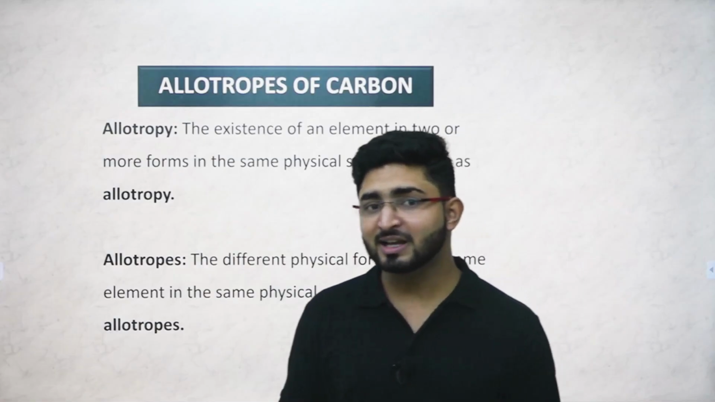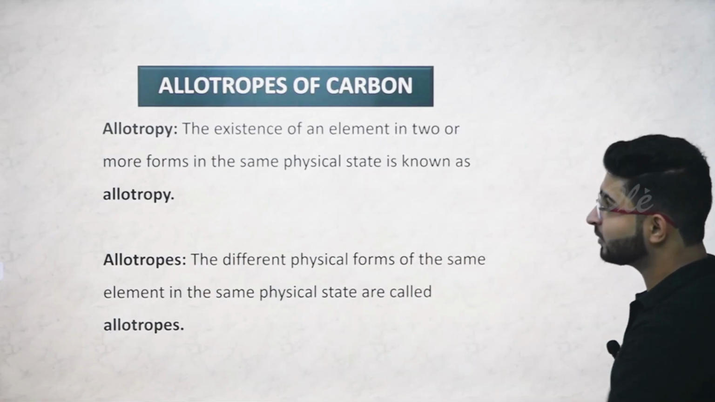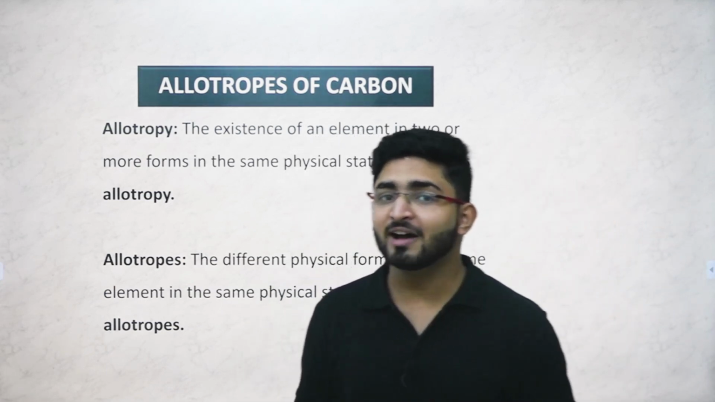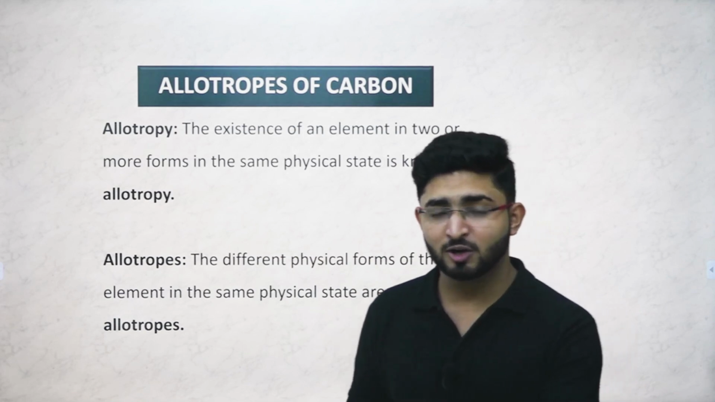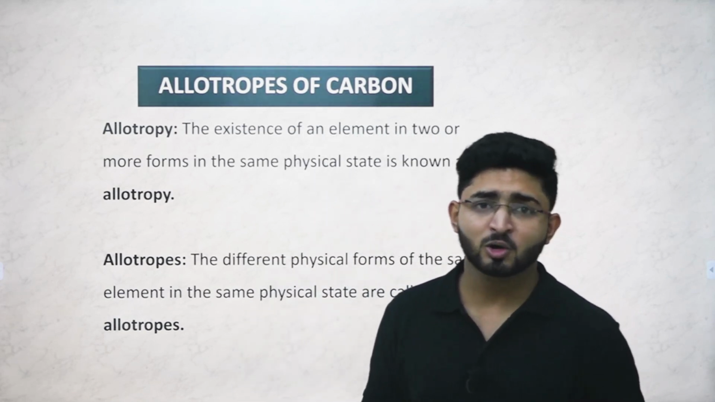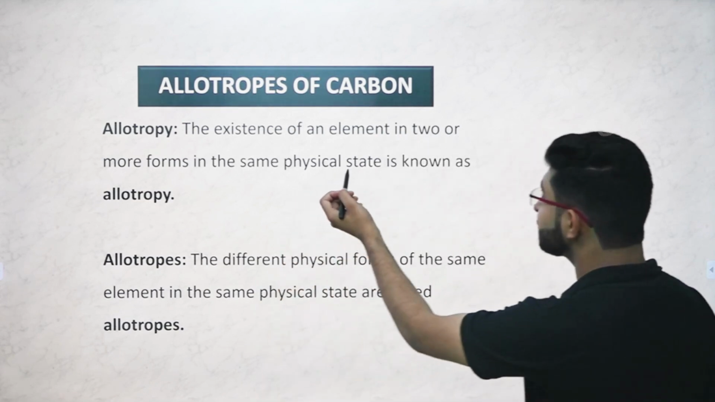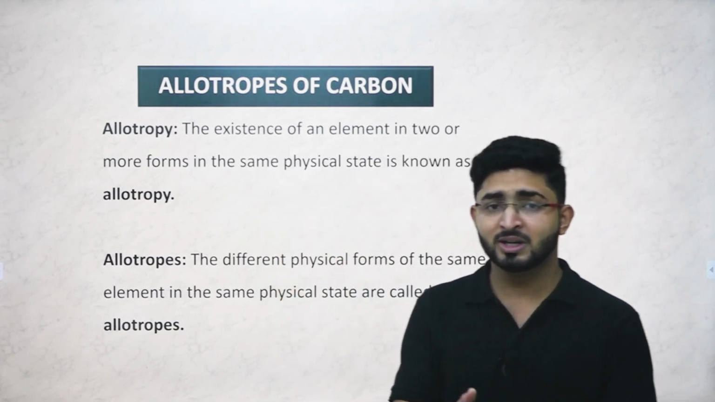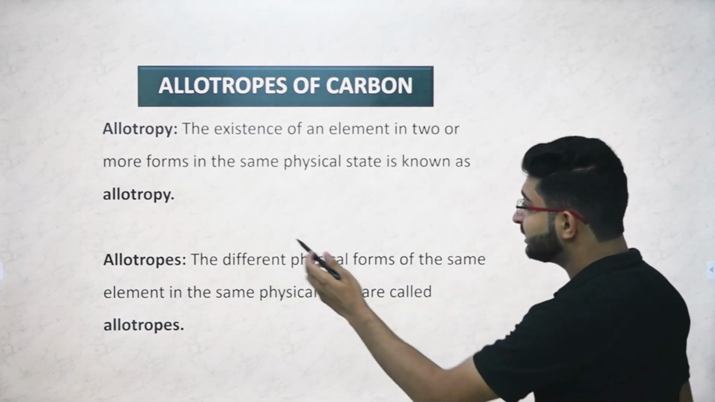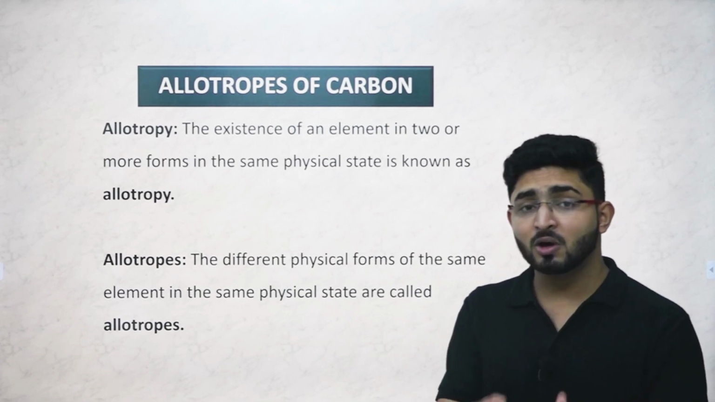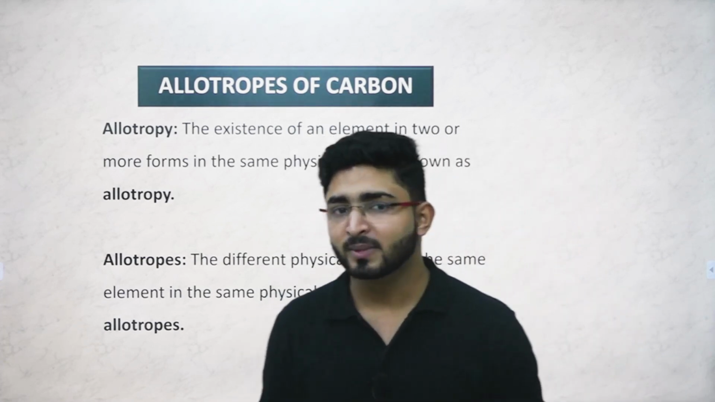In the previous lecture, we studied the allotropes of carbon. The allotropes of carbon are of two types, that is the amorphous and the crystalline one. But what is allotropy and what are allotropes? The existence of an element in two or more forms in the same physical state is known as allotropy, and the different physical forms of the same element in the same physical state are called the allotropes of that particular element.